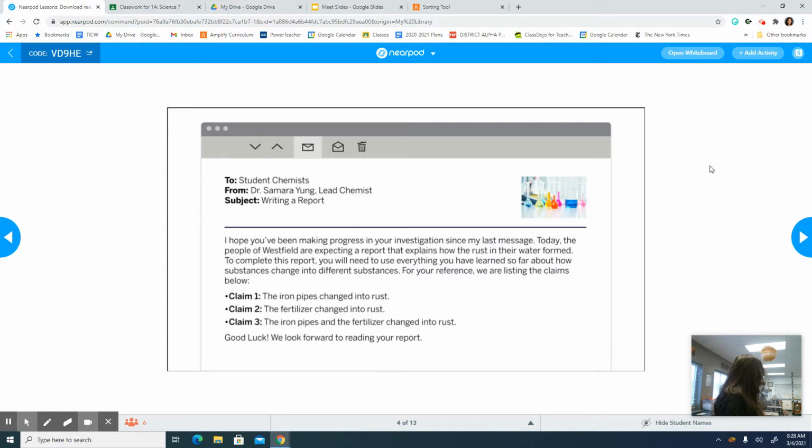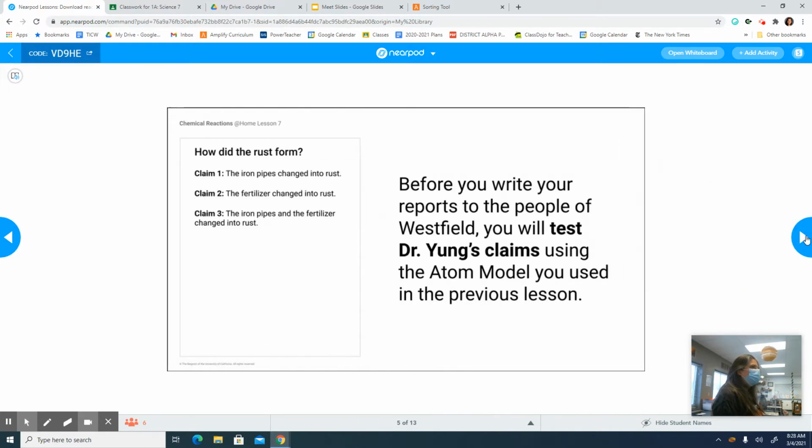And that's what about 60% of 7th graders felt at the beginning of chapter 2. Claim 2, the fertilizer changed to rust. A small percentage felt that. And claim 3, the iron pipes and the fertilizer changed into rust, which was about 40%. Good luck. We are looking forward to reading your report. So before you write your reports to the people of Westfield, you're going to test Dr. Young's claims by using the atom model that you used in the previous lesson.